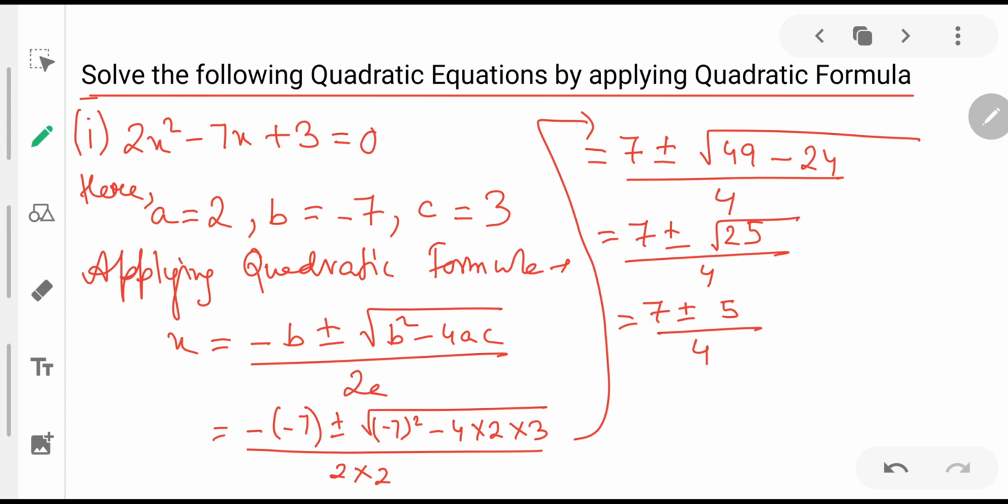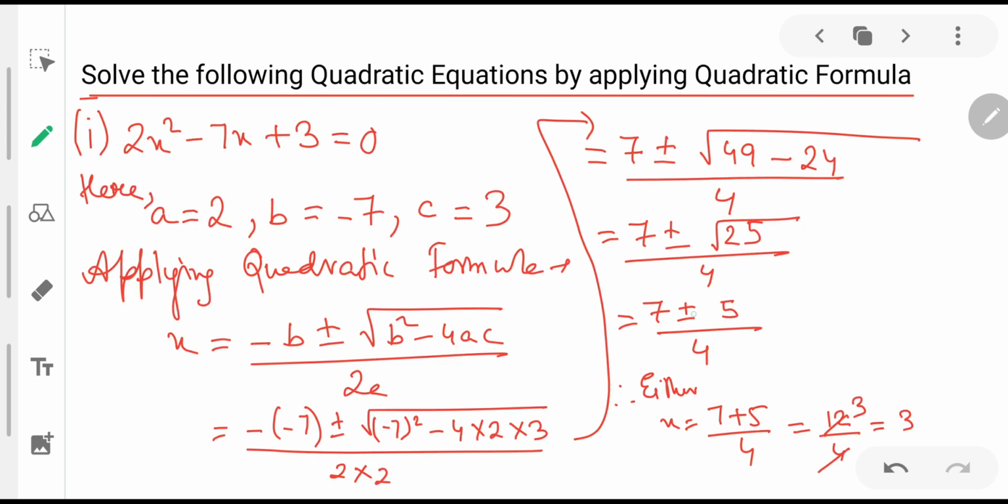After we reach a point after which no further simplification is possible, we will stop and extract the two parts from x. Therefore we can write either x equals to 7 plus 5 by 4, which is 12 by 4, which is 3. So 3 is one of the solutions. What is the other solution? I will write it on the next page. Or x equals to 7 minus 5 by 4, so one is plus, the other is minus.